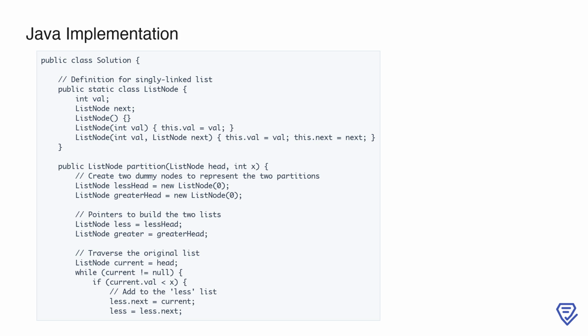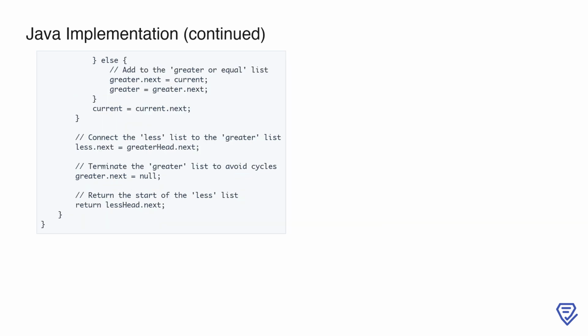For each node, we check its value. If the value is less than x, the node is added to the less list by updating the next pointer of the less node, and we move the less pointer forward. If the value of the current node is greater than or equal to x, it is added to the greater list instead. This is done by updating the next pointer of the greater node and advancing the greater pointer. After processing the current node, we move to the next node in the original list using current.next.